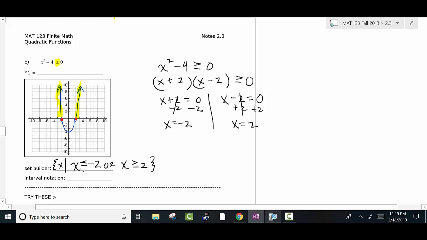If it's that way, what do you start with? -infinity, then the endpoint. So you say -infinity, -2, and then how about the 2? Starts at 2, then where's it go? This way. So that is bracket 2 to infinity. Okay, like that. All right, and that's the idea.